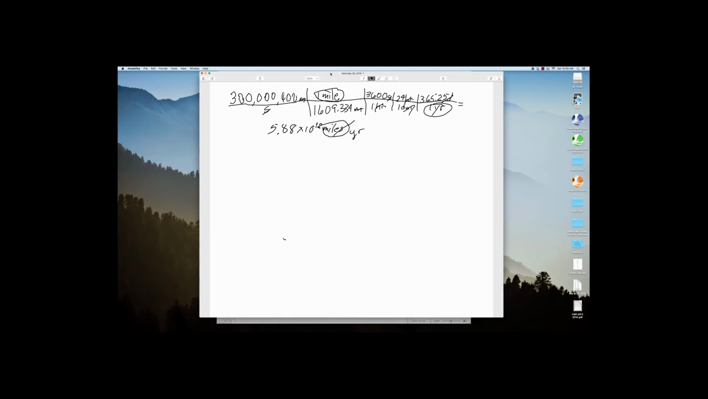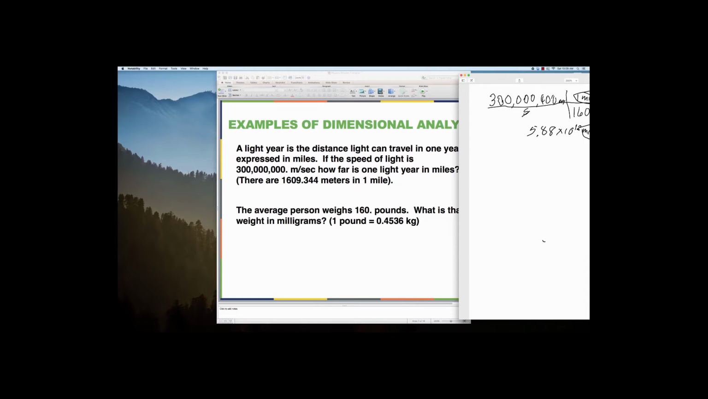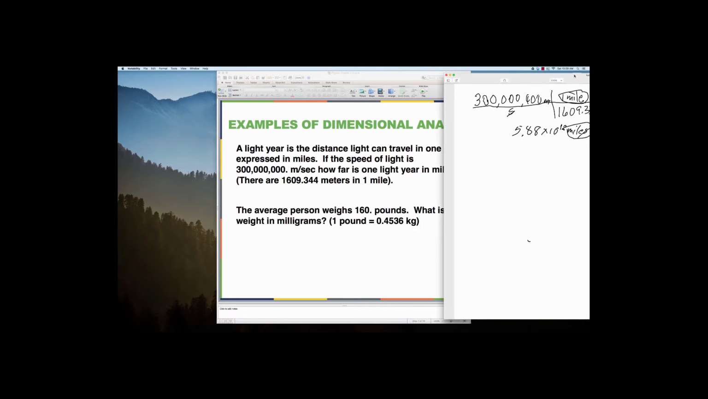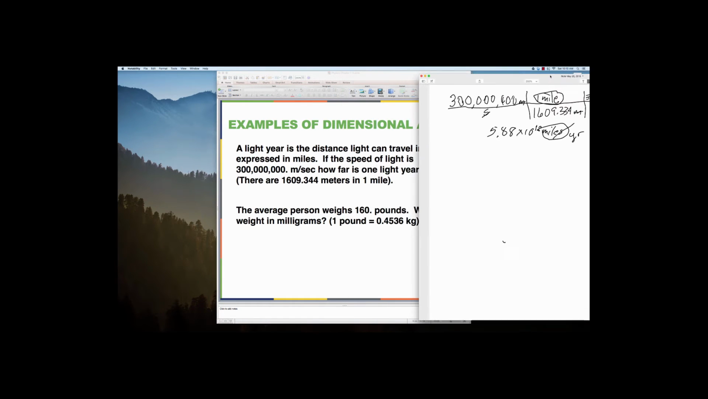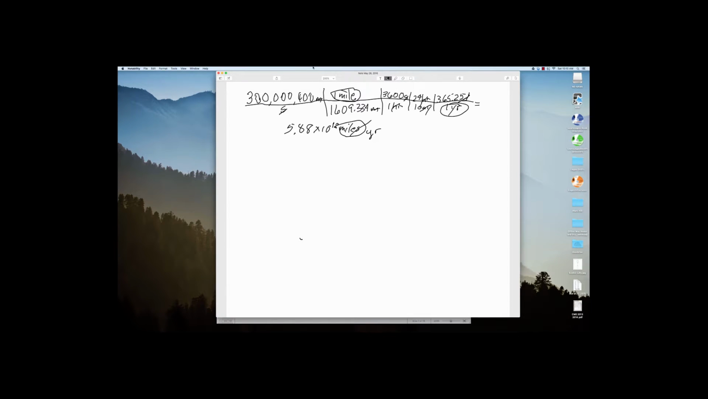Now, for just interest's sake, what was the other problem here? Let's say the average person weighs 160 pounds. What is that person's weight in kilograms? Okay. And the conversion factor I gave you is 0.4536. So 160 pounds. And it's 0.4536 kilograms in 1 pound.